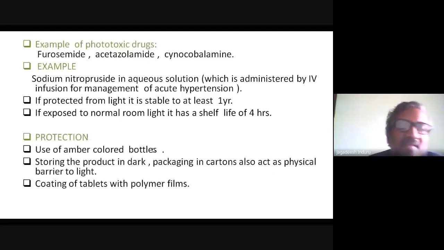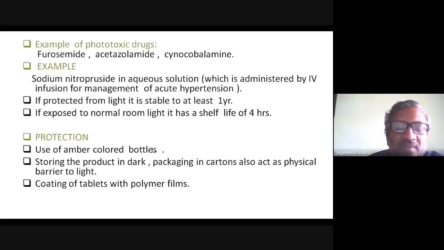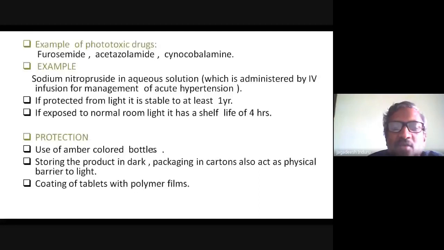This is one thing. And store the product in the dark, that is, in a cupboard where light is not present, and package in cartons where paper and plies are present. What is the ply? 2 ply, 3 ply, which has a cushioning effect and produces a darker atmosphere. Generally, we put a bottle in the packaging carton, and they act as a physical barrier to the light and prevent it.